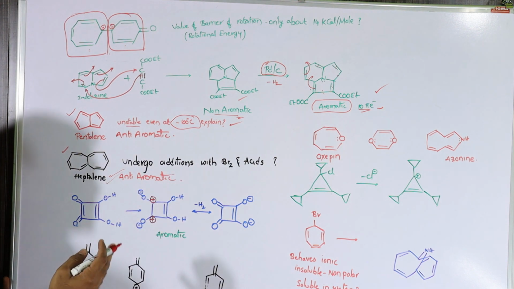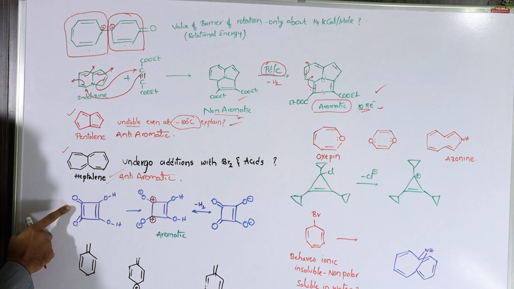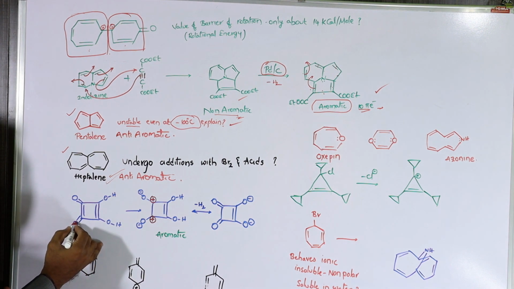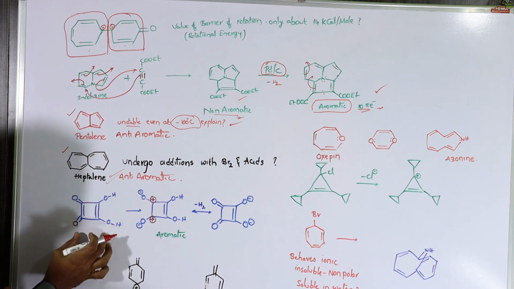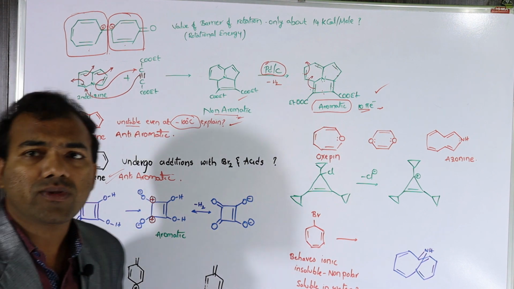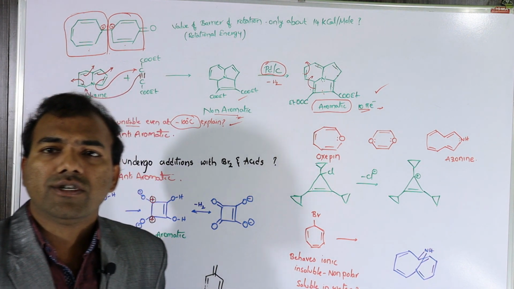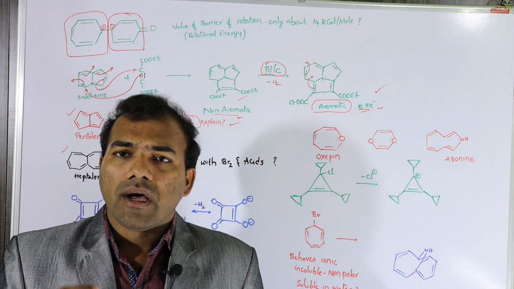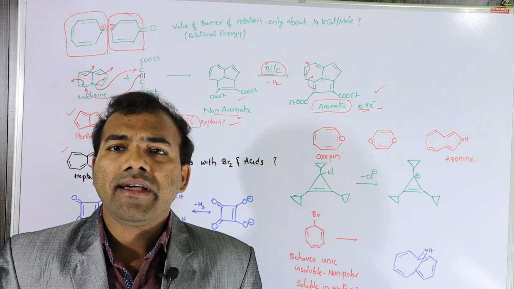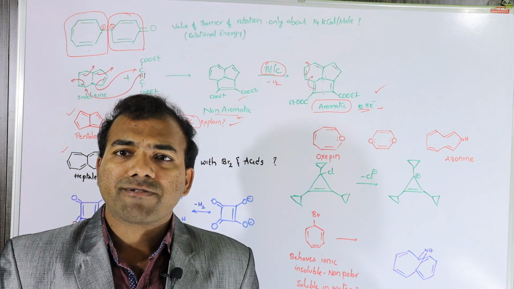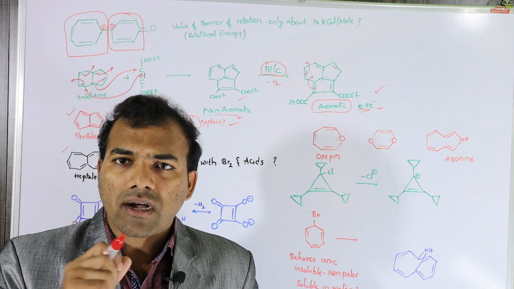Let us go to another example. This one. In this compound, you can see whether it is aromatic or anti-aromatic. If the examiner gives you that compound, you first look at whether there are any oxygen atoms, or whether there is any possibility of forming aromatic ions.